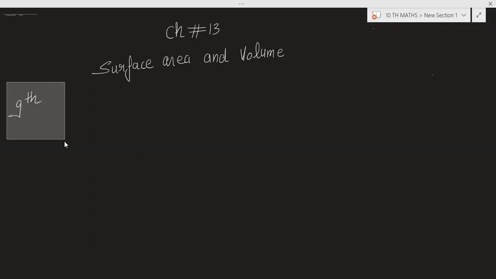And in this chapter one thing is removed. Exercise number 13.4 is removed with examples. Area of frustum is not there in your syllabus right now.